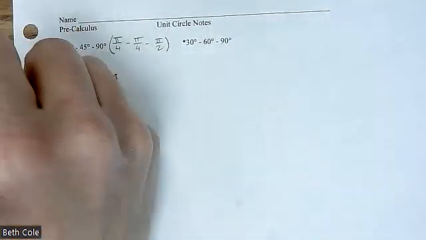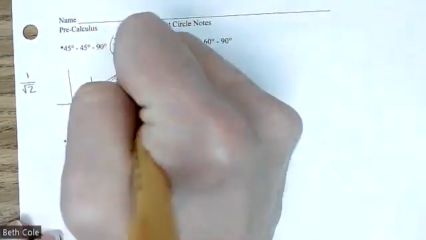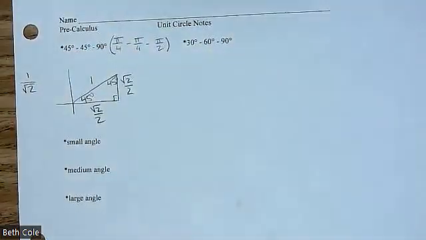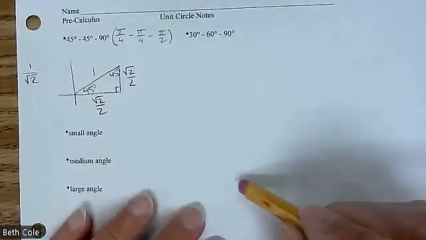So you would take 1, divide it by square root of 2. But you have to rationalize that. So if you rationalize that, what would you get? Square root of 2 over 2. And both sides would be the same because it's 45, 45, 90. It's an isosceles triangle.